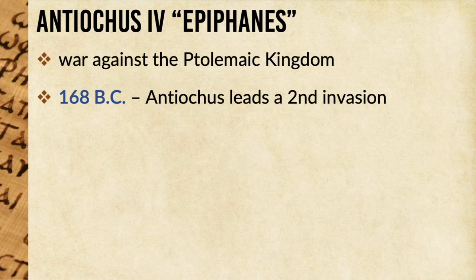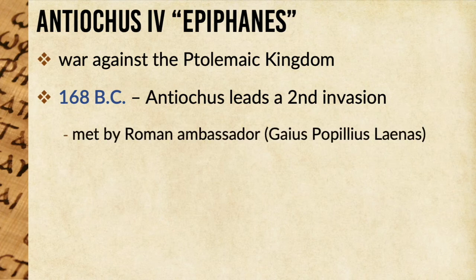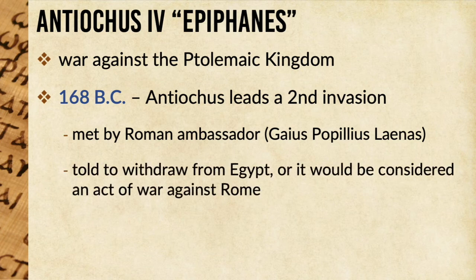When he gets to Egypt and has done these things, he is met in Egypt by a Roman ambassador. History records his name. His name was Gaius Popilius Laenas. He is the Roman ambassador that has been sent by Rome to the Ptolemaic kingdom in Egypt to make sure that things stay peaceful in Egypt. And so here comes Antiochus IV. Coming out to meet him is Gaius. Gaius tells him, this is the will of the Roman people, that you withdraw from Egypt. If you don't do that, it's going to be considered an act of war against Rome.